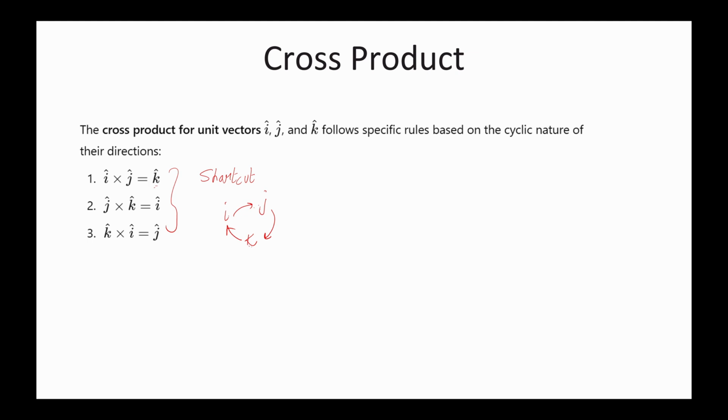Now, let's say if I was to reverse this, what if I say that I am crossing j cross i, then I would get minus k cap. So basically, if I'm going against the direction of this arrow, then I will get my answer to be negative of that unit vector. Else, it's going to be positive. So j cross i would become minus k cap, i cross k would become minus j cap, and k cross j would become minus i cap. Again, all of these are caps, of course, because they are unit vectors. So another important thing you must remember, you can just remember the shortcut trick, and based on this you will be able to solve your questions.